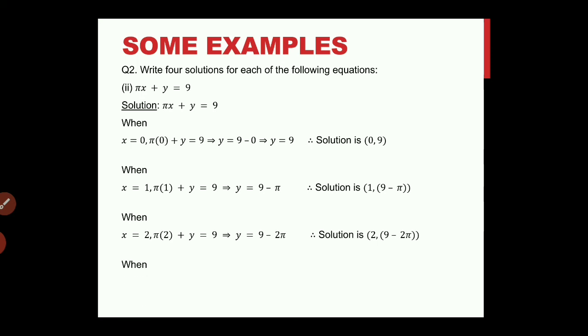Now taking a negative value to verify this. Taking x is equal to minus 1 and substituting it in pi x plus y is equal to 9, we get pi into minus 1 plus y is equal to 9, which implies y is equal to 9 plus pi, because the negative sign going to the other side of the equation becomes a plus sign. So we get our solution as (minus 1, 9 plus pi).